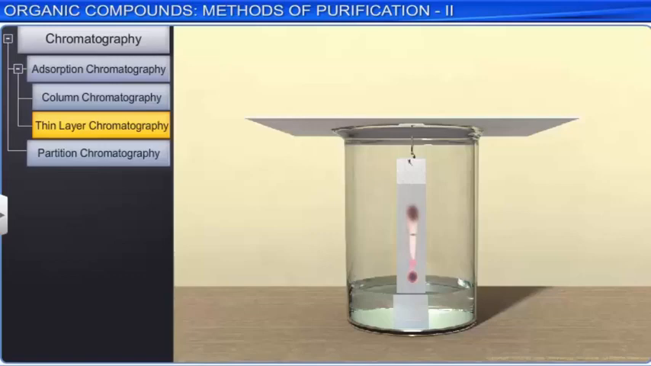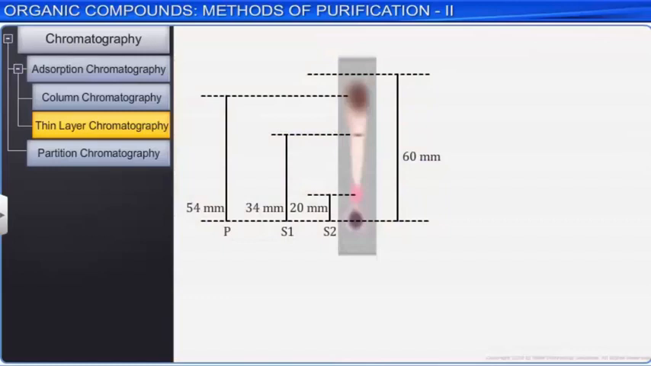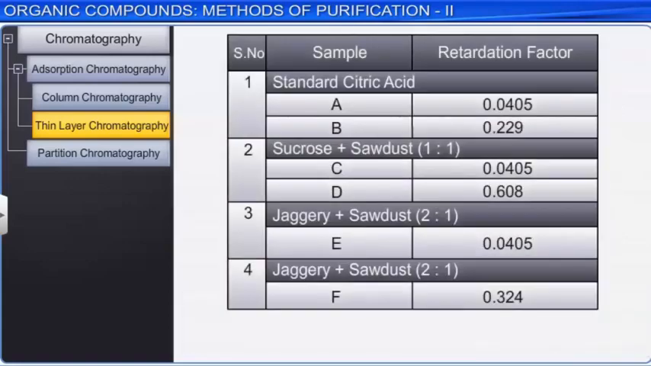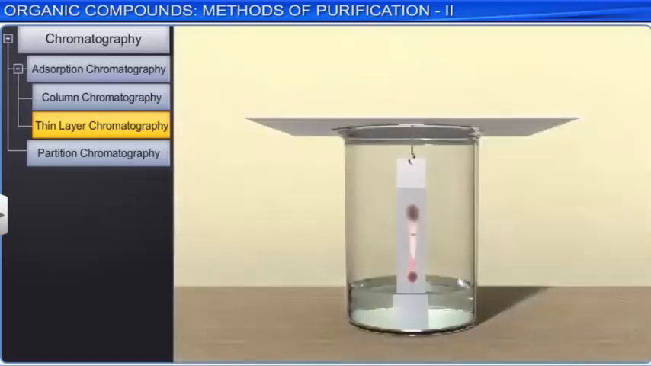The relative adsorption of each component in the mixture is expressed in terms of its retardation factor, Rf. The value of the retardation factor is determined by dividing the distance moved by the substance from the baseline by the distance moved by the solvent from the baseline. The retardation factor of a component is unique with respect to a stationary phase. Hence, any unknown component present in a mixture can be identified with the help of its retardation factor. The components are separated into separate spots, appearing from the bottom to the top of the plate.